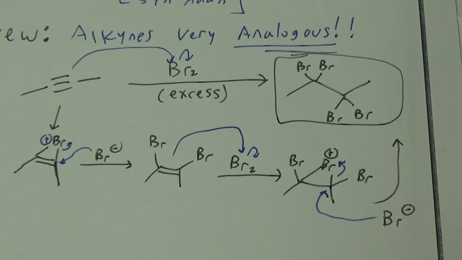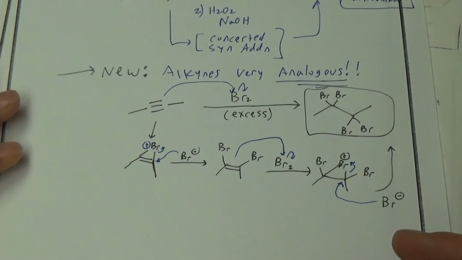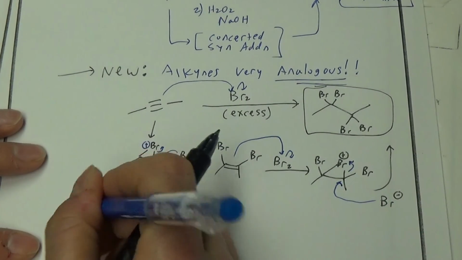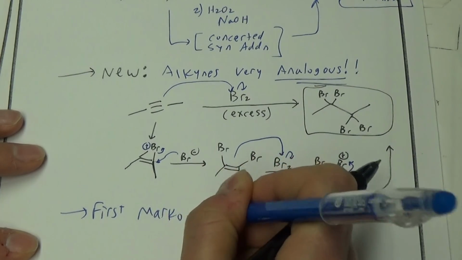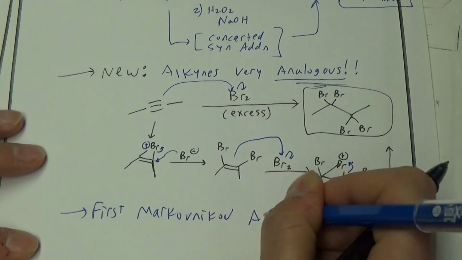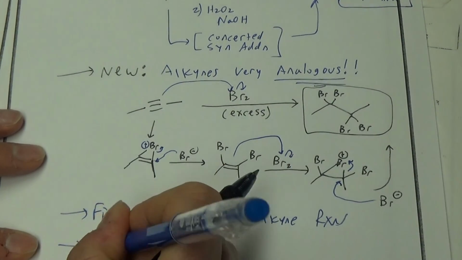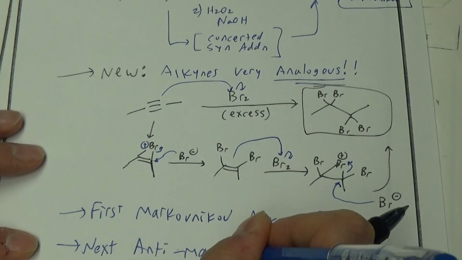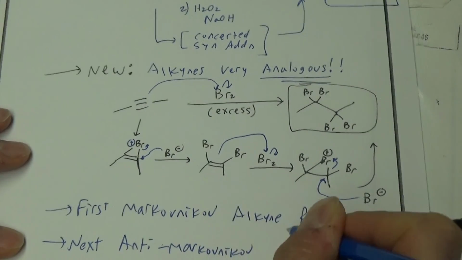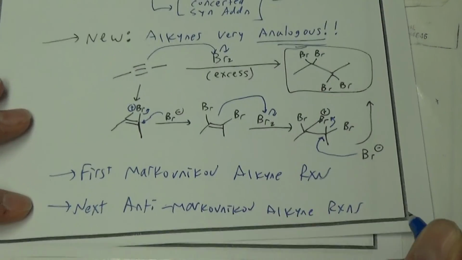Okay. Alright, so let's do some more reactions. I think what we're going to do now are, first we're going to do the Markovnikovs, and then we're going to do the anti-Markovnikovs. First, Markovnikov alkyne reactions. Next, anti-Markovnikov. Sweet, okay.